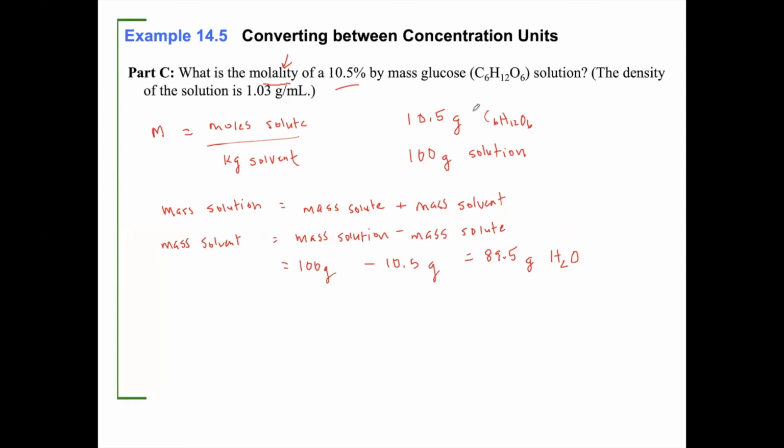Okay, we're assuming that this is an aqueous glucose solution. I mean, you could just say solvent if you wanted to. Okay, so, all right, in kilograms, that would be 0.0895 kilograms. Okay, so we've got one piece of information there. After that, we have to, again, go back and find the moles of the glucose, which we did in the previous problem, but I'm just going to redo it.